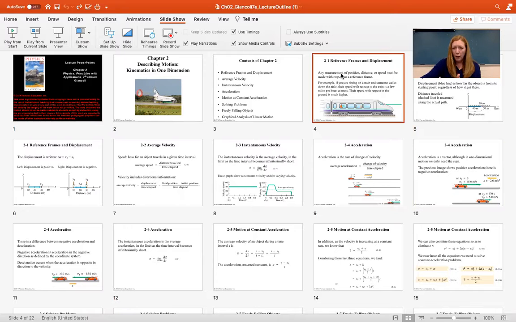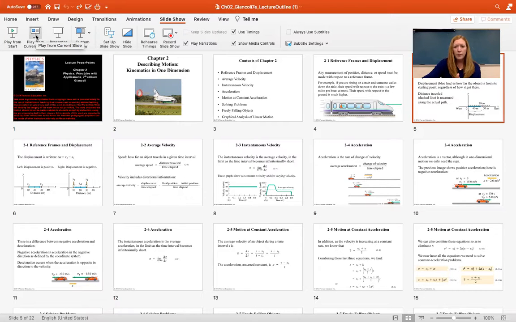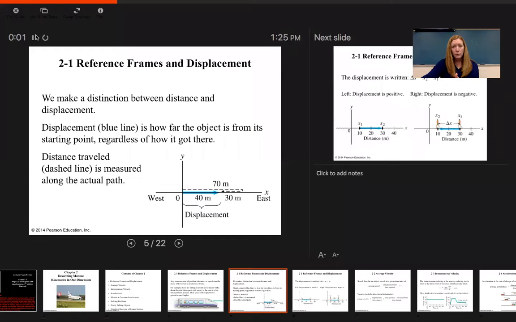And really, we've already gone through reference frames, and now what we're really talking about is what we call displacement, okay? I don't know why this is coming up funky, but I'm hoping you can all see this. When we're talking about displacement, what we're talking about is our change in position from where we started, okay?